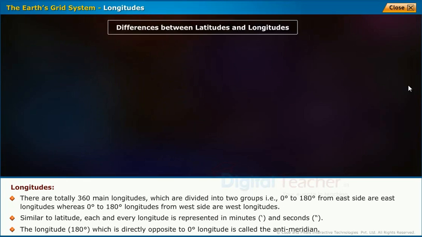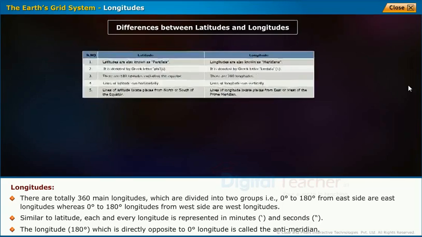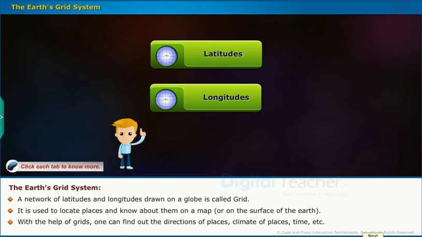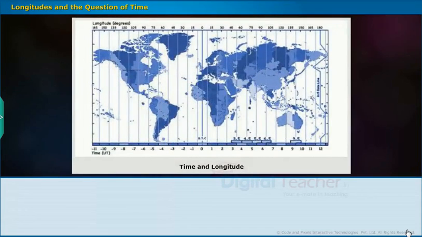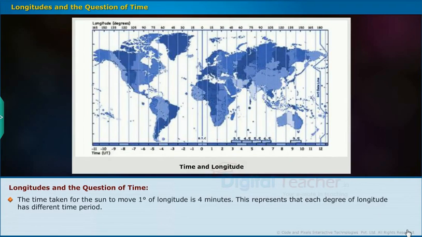Differences between latitudes and longitudes. Let us study about longitudes and the question of time. The time taken for the sun to move 1 degree of longitude is 4 minutes. This represents that each degree of longitude has a different time period.